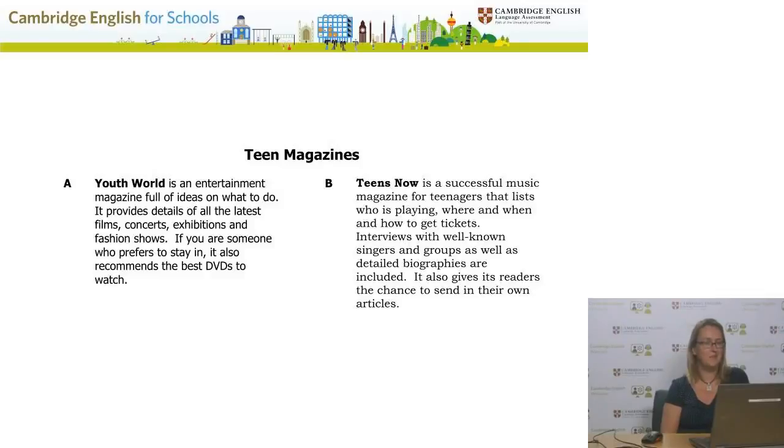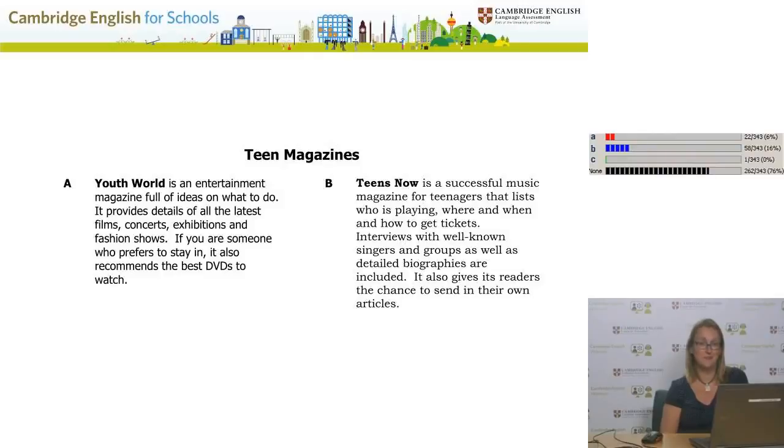So choose A or B with your polling buttons, if you can remember where they are. There's lots of B's coming through there on the chat box. Okay, and B is the winner there. So Teens Now is the best magazine for your students, or most people's students. Obviously there's no correct answer when you do an activity like this, but it's useful practice to ask your learners to do this and then to explain the reasons for their choice.